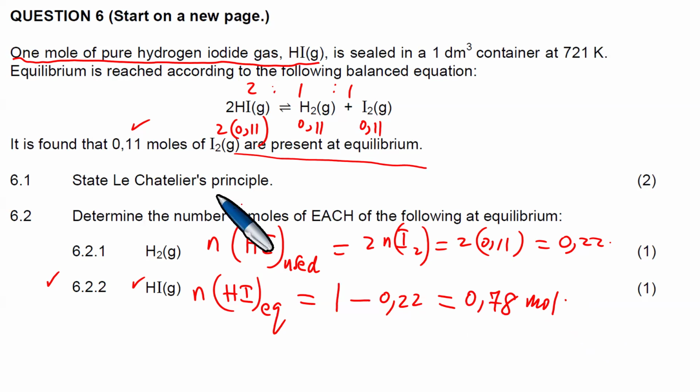So the moles at equilibrium are the moles that were used? No, sorry, not used. It's the ones that are left. Well done. The ones that are left, because we subtracted the ones that are used, and then we got the ones that are left. So these are the number of moles at equilibrium, the ones that are left after subtracting the used ones. Well done. Okay, good.